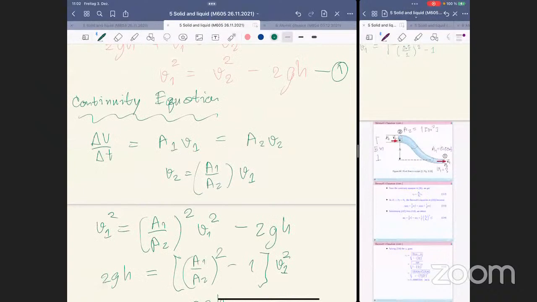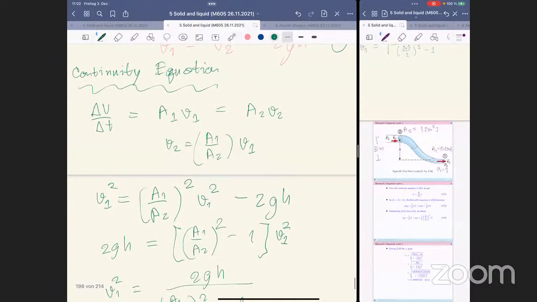V2 will be, yeah, we want to know V2 is like this. V2 is A1 by A2 times V1, and V1 square will be A1 by A2 square. Yes, you move it to the left hand side, you get a positive.